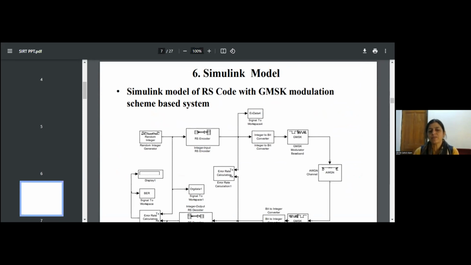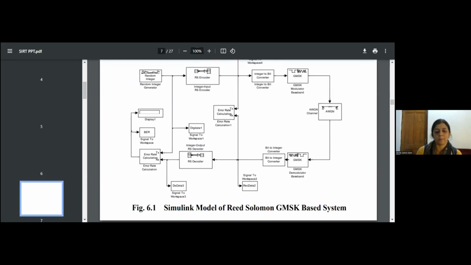As RS code is a non-binary code, a random integer generator is used whose purpose is to generate non-binary integers. The non-binary symbols are then encoded with the help of the RS encoder. After that, GMSK is used, but GMSK works over binary. That's why non-binary to binary conversion takes place with the help of an integer to bit converter.